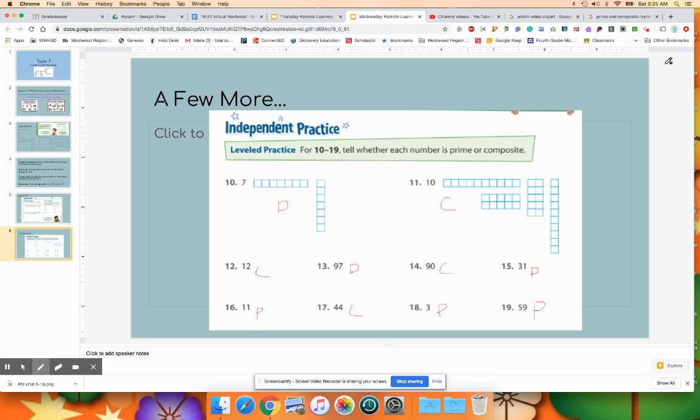So boys and girls, today you're just working on prime and composite. It's just going to ask you to name them.